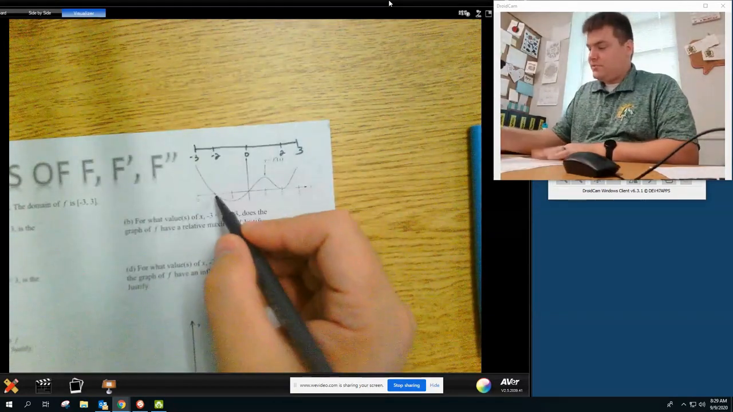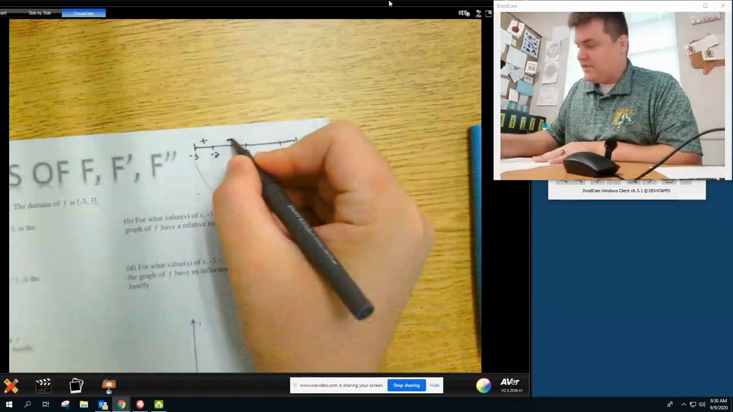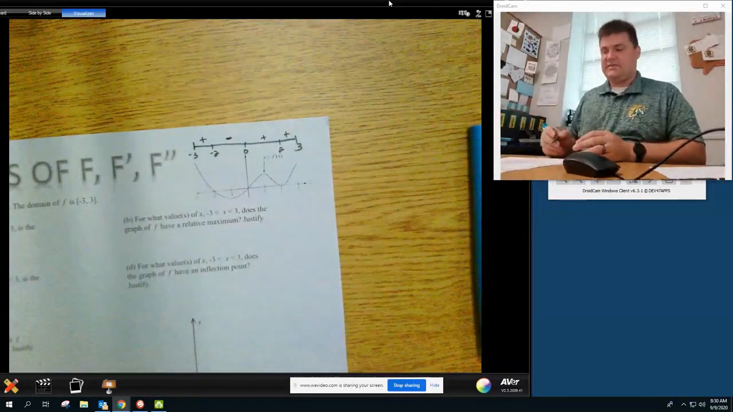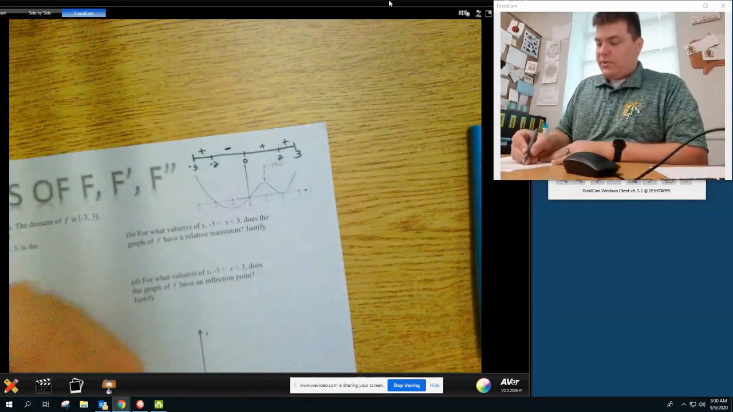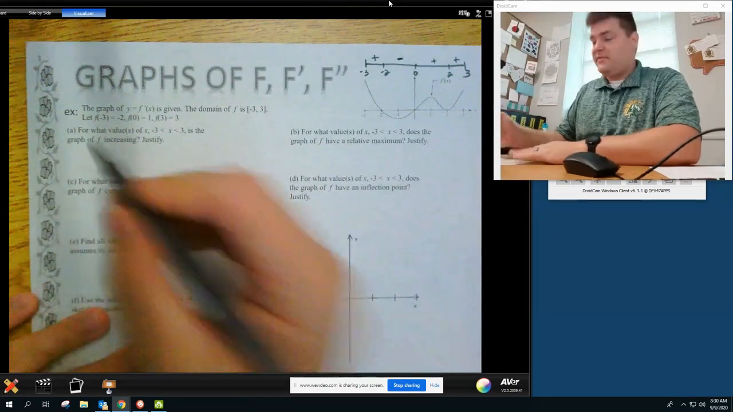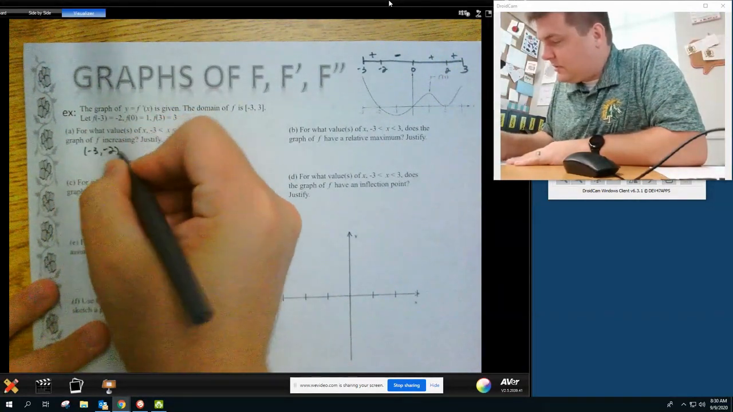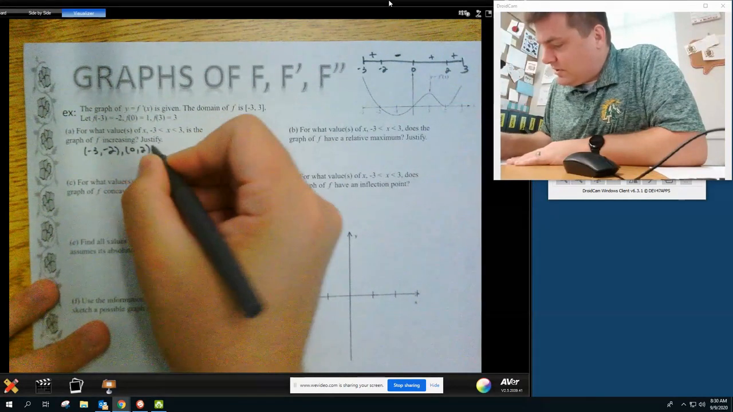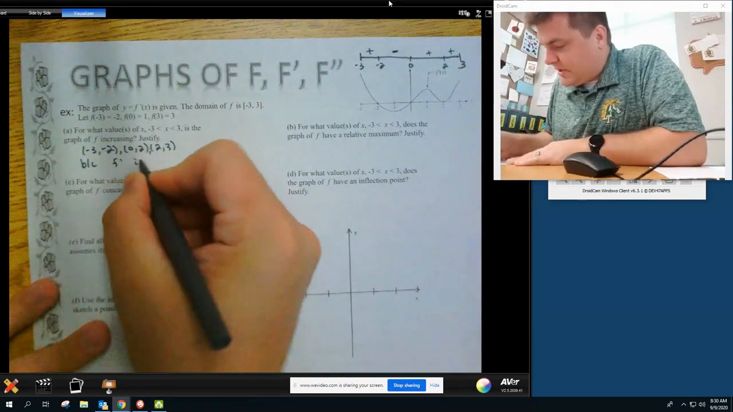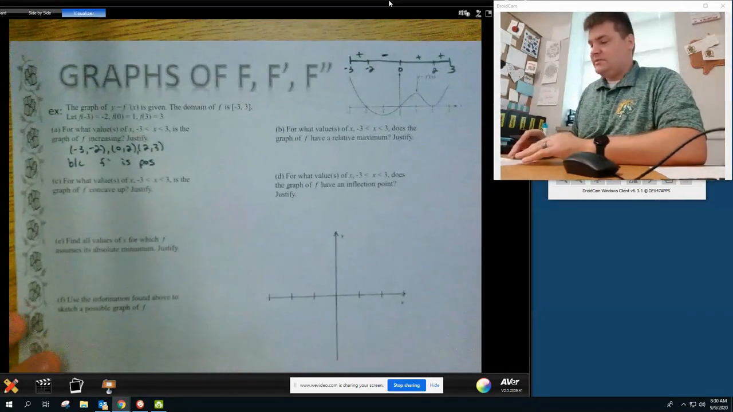So from negative 3 to negative 2, my f prime is positive. From negative 2 to 0, my f prime is negative. From 0 to 2, I'm positive. And from 2 to 3, I'm also positive. Okay, so we know f is increasing when the derivative is positive. So is this increasing? Well, from looking at my sign chart, from negative 3 to negative 2, from 0 to 2, and from 2 to 3. Why is that? Because f prime is positive, and that's all you need to do, okay? So that's how you know if something is increasing.